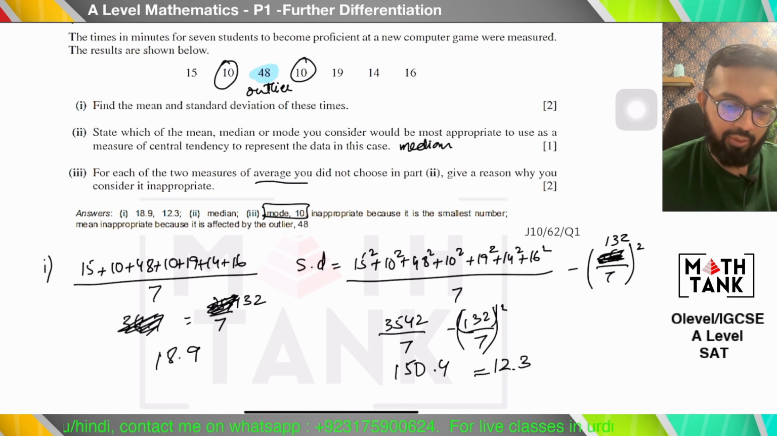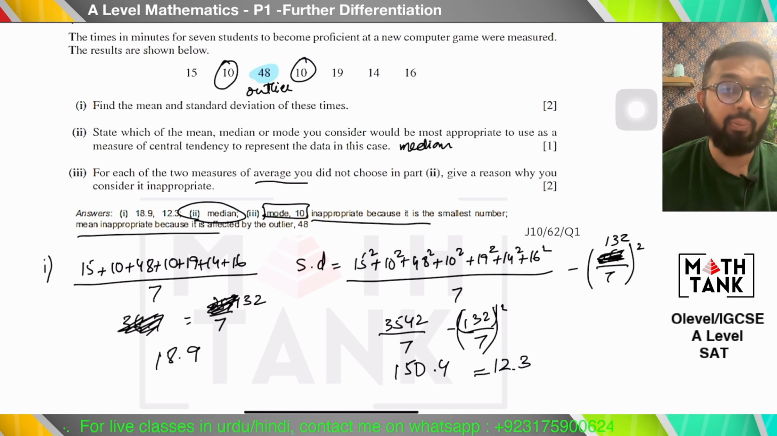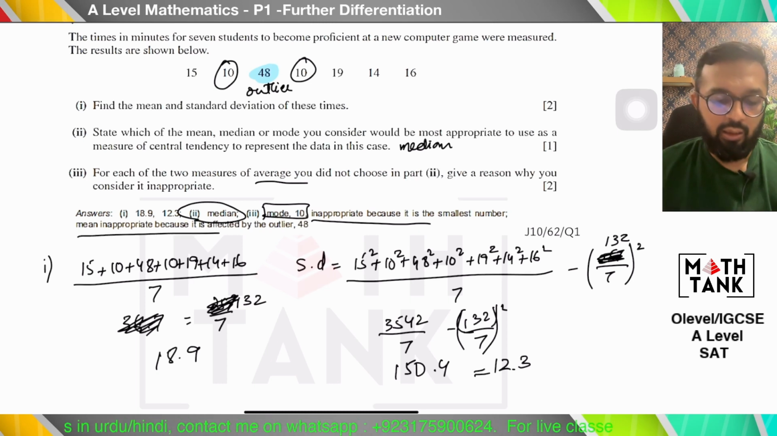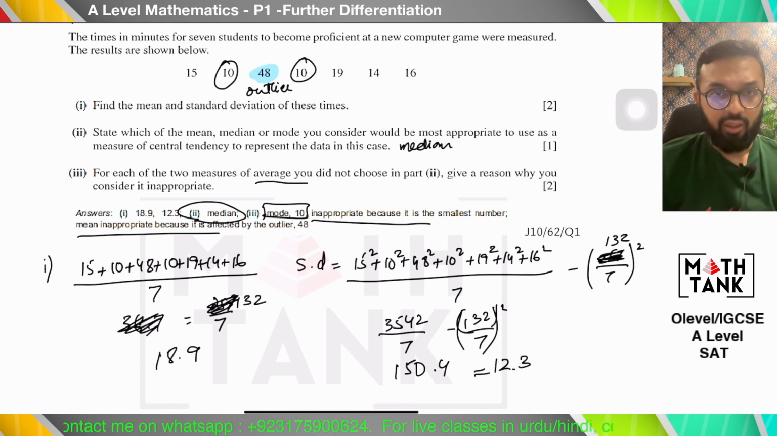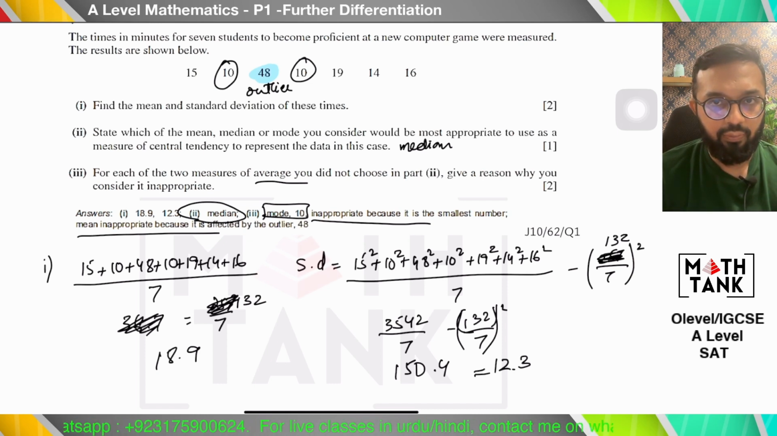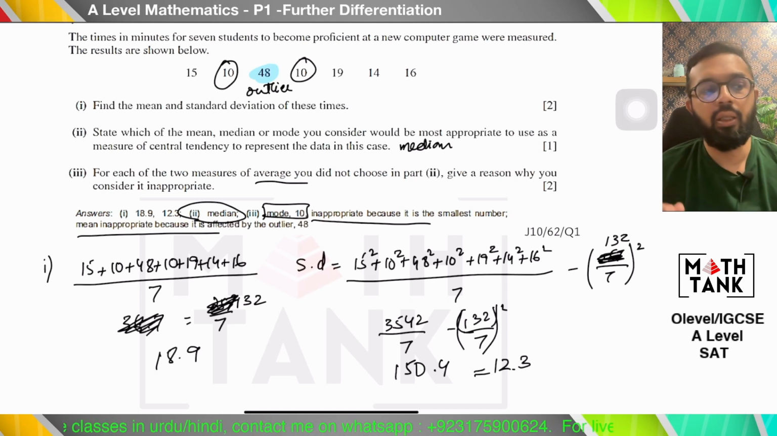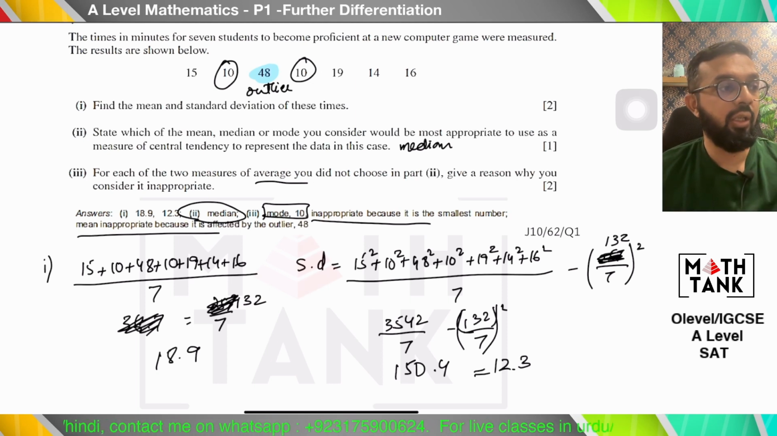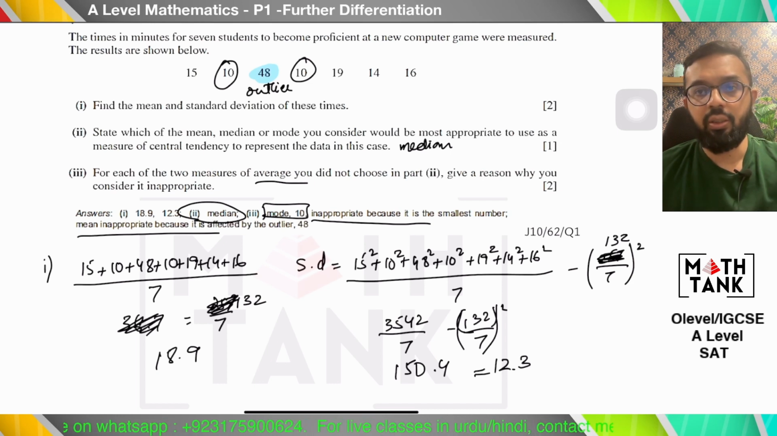The mode is 10, and it's inappropriate because it is the smallest. In part two, I'm choosing the median, and the mean is inappropriate because it is affected by the outlier 48. So one person took 48. So that's a problem.